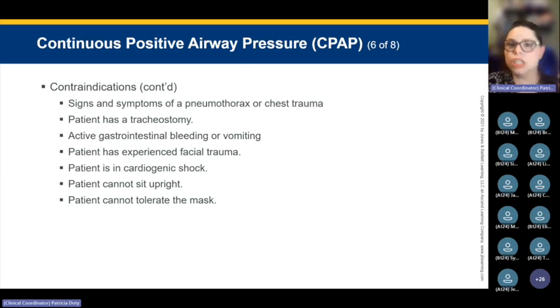Patient is in cardiogenic shock. If you're excessively putting more and more oxygen into an area and filling it up, but your heart has been the issue, what do you think is going to happen with the heart? It's going to decrease the pressure of the heart inside of the mediastinum. So that's another reason. Patient can't sit upright. Your patient has to be sitting upright to have this, and the patient cannot tolerate the mask.